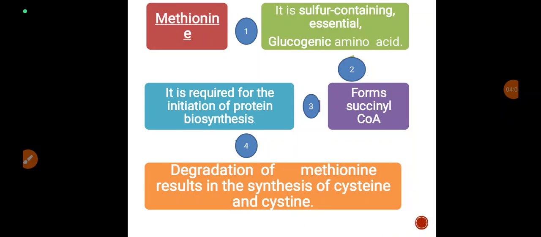So methionine is a sulfur containing essential glucogenic amino acid. It forms succinyl CoA. It is required for the initiation of protein biosynthesis. Degradation of methionine results in the synthesis of cysteine.